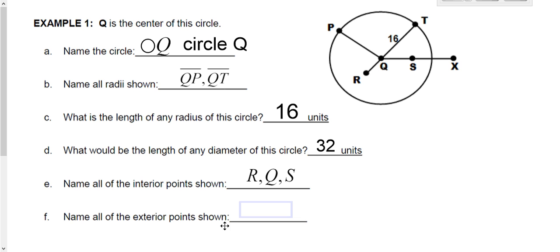Name all the exterior points. I only see one on the outside. These are on the circle. So on the outside is point X. So there's that one. Naming some things from the picture.